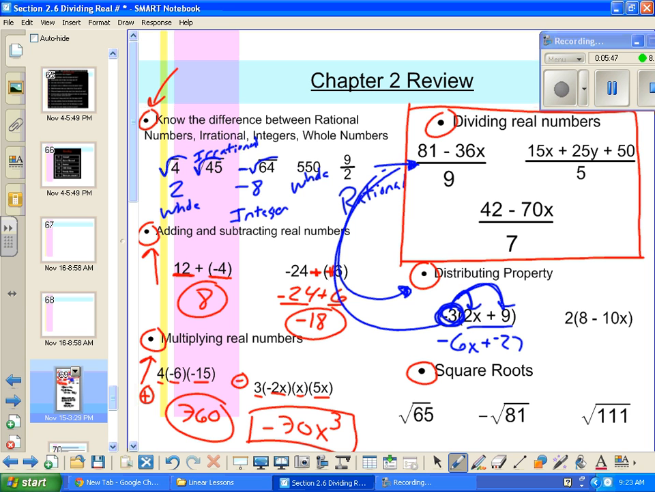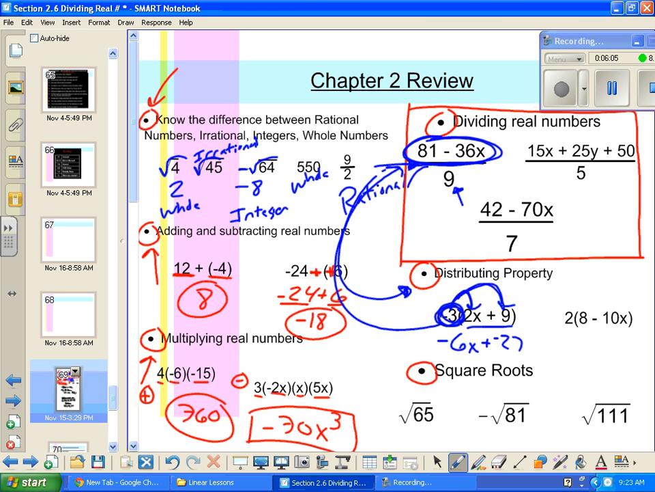Well, coming back up to the top here, we can actually do something very similar in this type of problem. This just has an expression, but it's divided by 9. And so what I can do, just like distributing, is I can divide each of these numbers individually by 9.